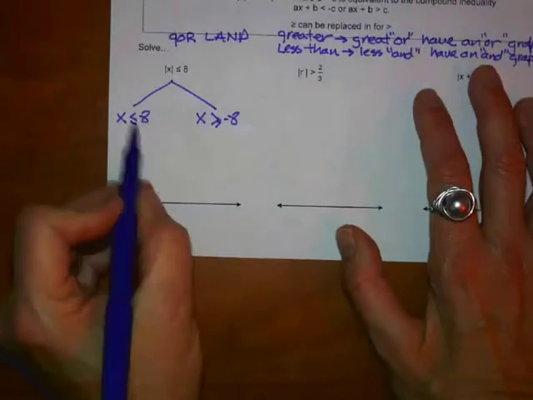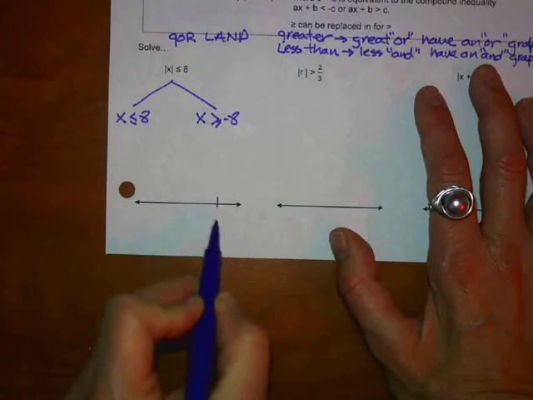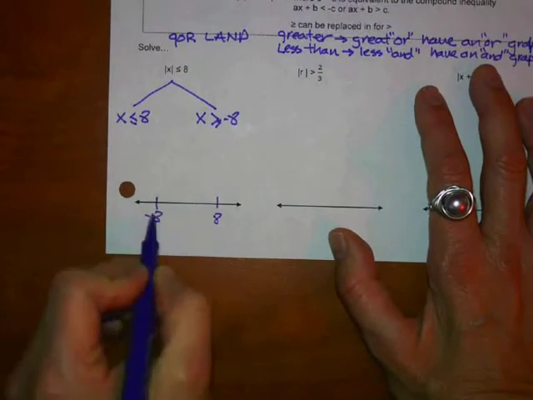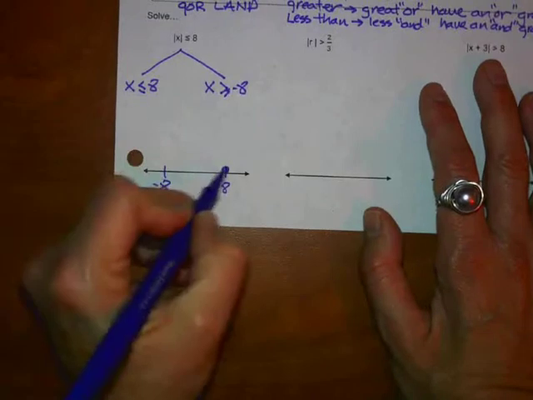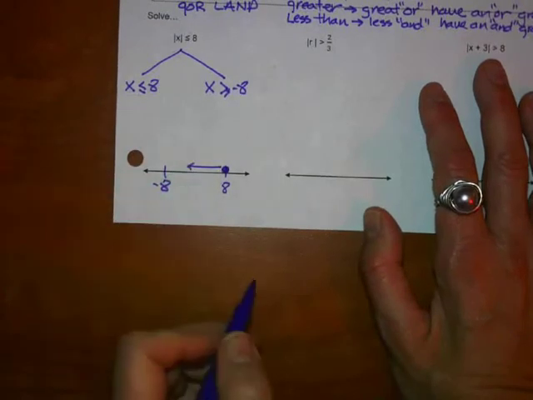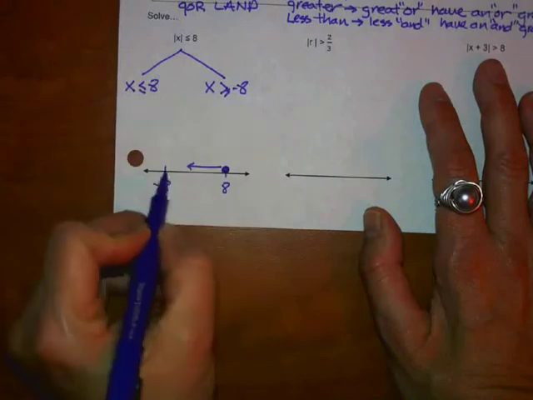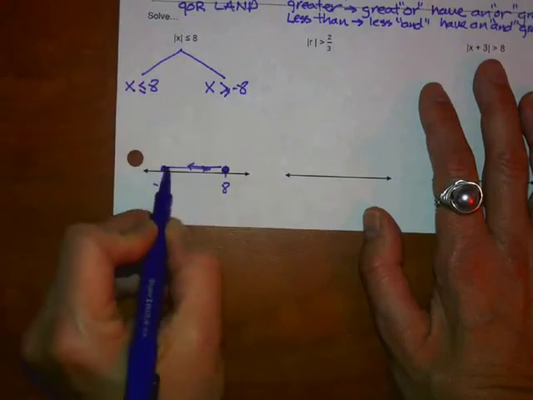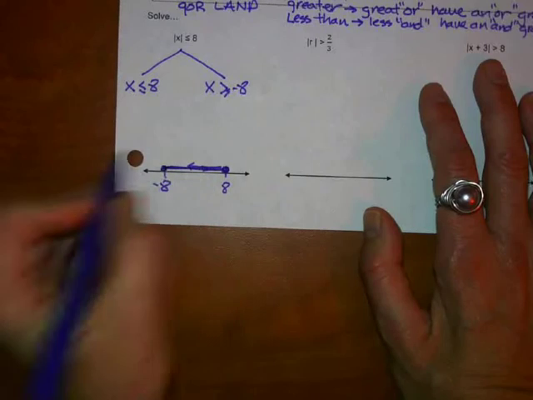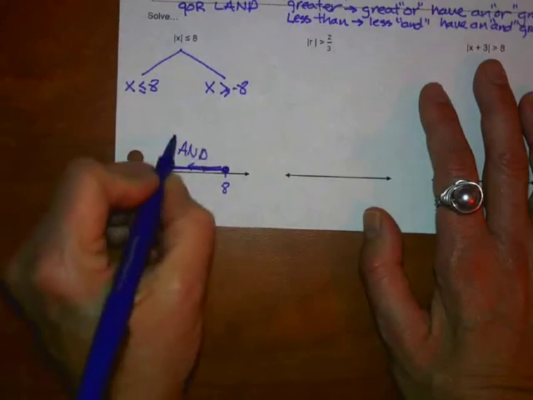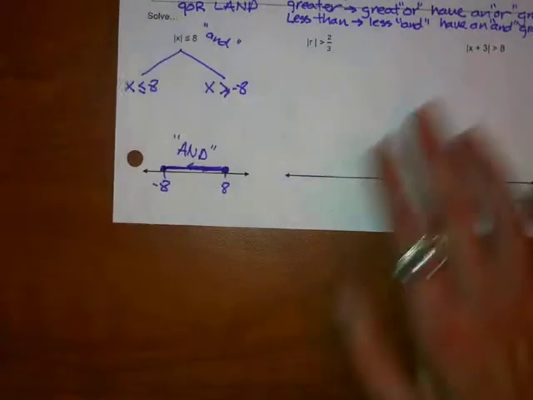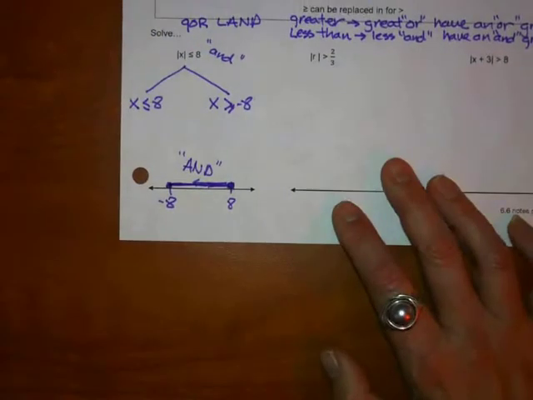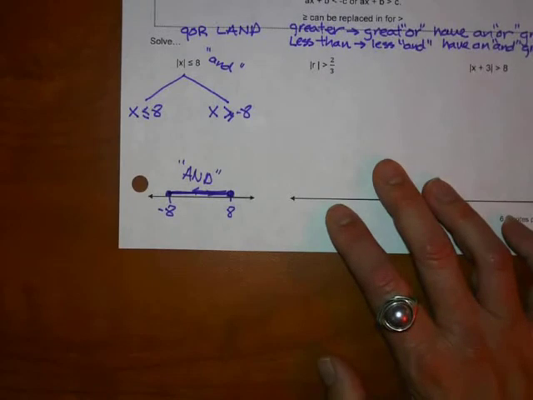So let's see. If I graph this, I should end up with an AND graph. So I'm going to put 8. I'm going to put negative 8. This tells me I need a solid dot on 8, and everything is going this direction. This tells me I need a solid dot on negative 8, and everything goes this direction, and I do end up with an AND graph. This is an AND. Yes, this should be an AND. Less than, however you want to think about it.